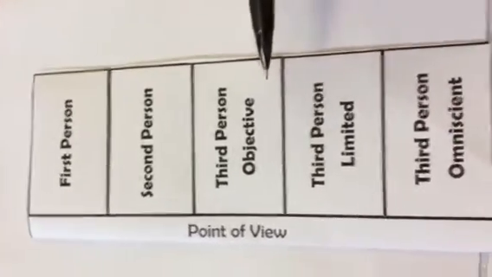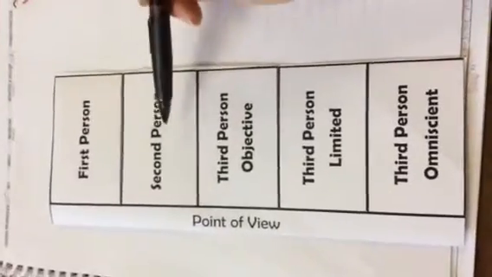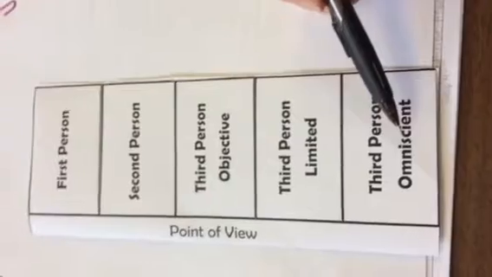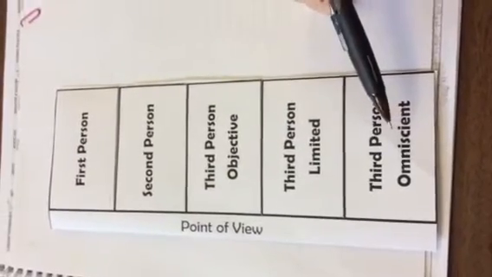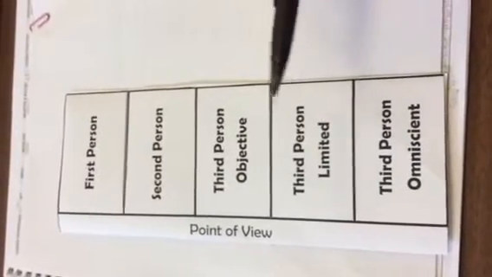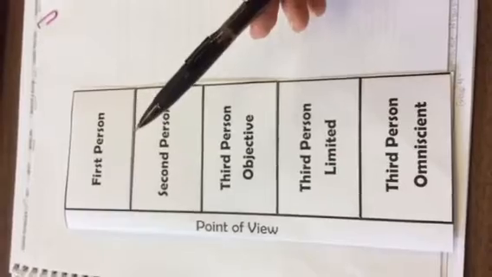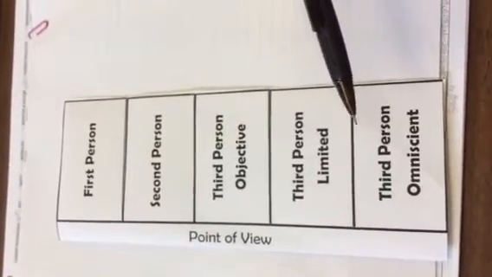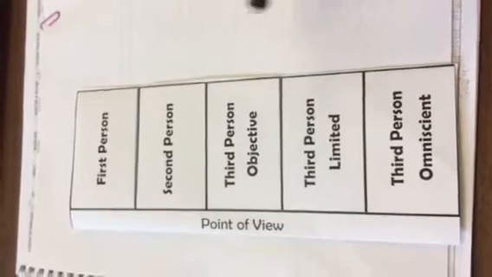So we have 5 different points of view. We have first person, second person, third person objective, third person limited, and third person omniscient. So what I'm going to do is read a little sample from some different texts, and what you need to do is to try to see if you can determine what point of view is being used in this particular excerpt. So I'm just going to set this iPad down for a minute. And I'm going to go ahead and read aloud from the first one.